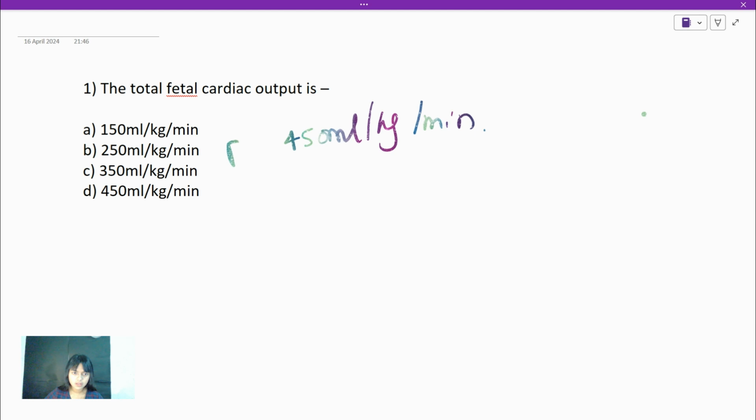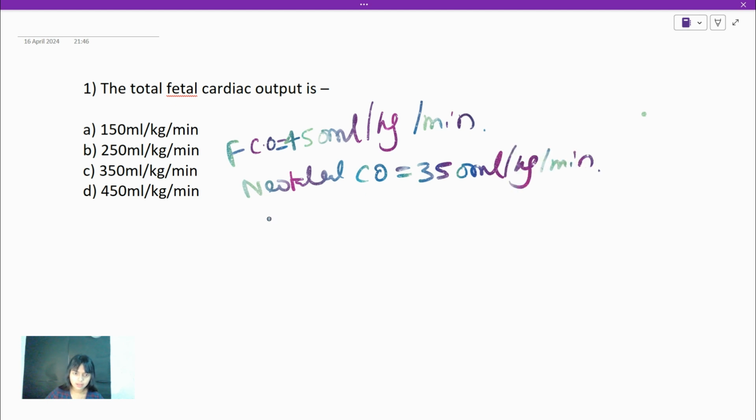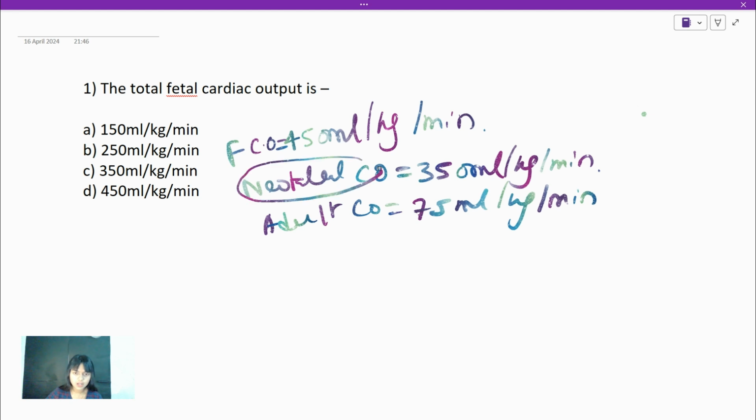Okay, this is the fetal cardiac output. And the neonatal cardiac output is 350 ml per kg per minute, and the adult cardiac output is 75 ml per kg per minute. So basically, here only fetal cardiac output has been asked, but you may be asked the neonatal cardiac output as well. So here the answer is definitely option D, 450 ml per kg per minute. Clear everyone? Now moving on to your second MCQ.